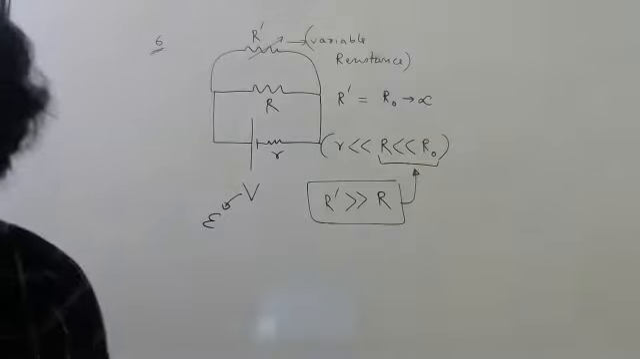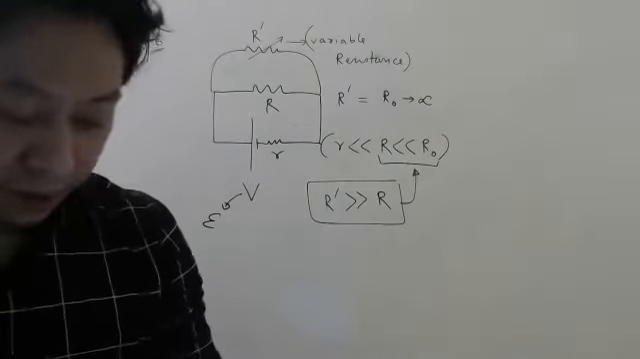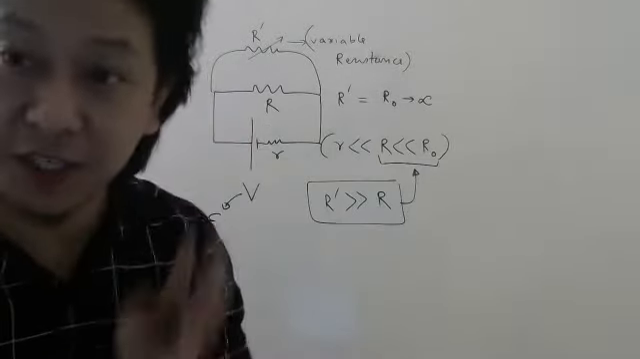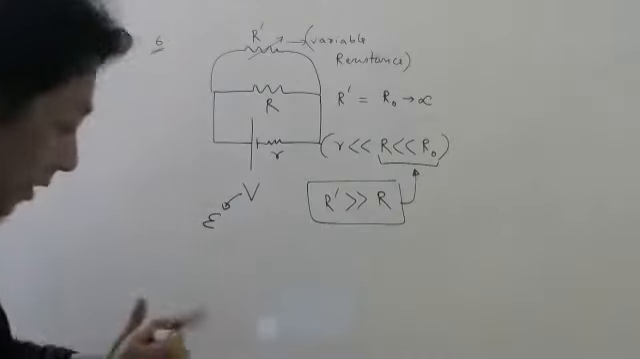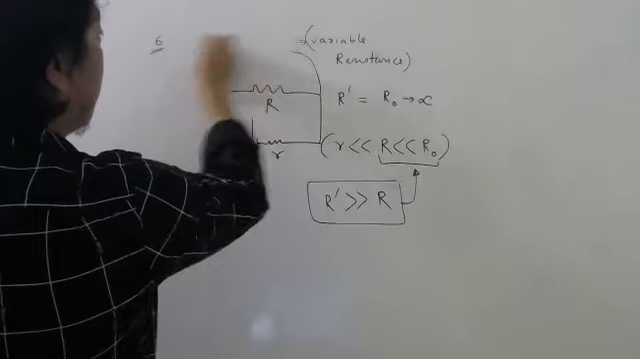Okay. Then they are asking which of these options will be correct. See, immediately you can see D option is correct. Let us see why D option is correct. Suppose you don't have R dash.